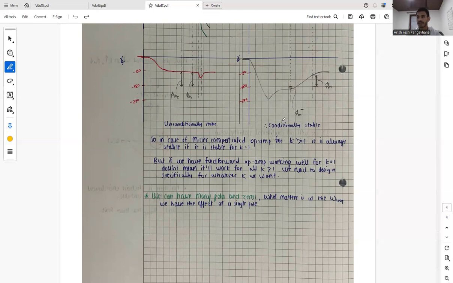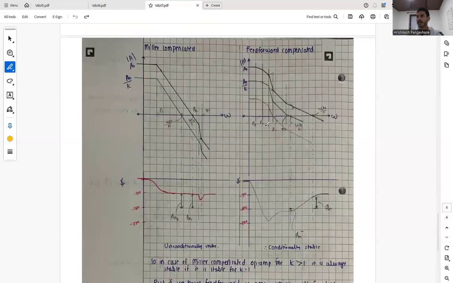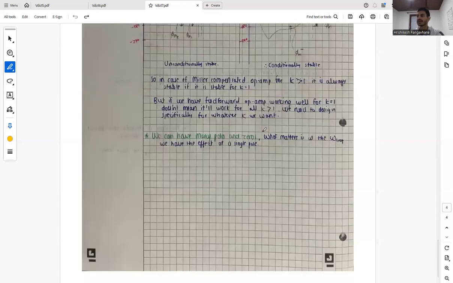So we can have many poles and zeros before omega u. What matters is that at omega loop, we have the effect of a single pole, and due to that single pole effect at omega u, we have to analyze our stability.